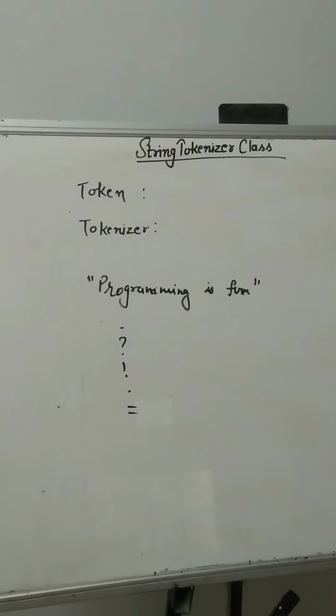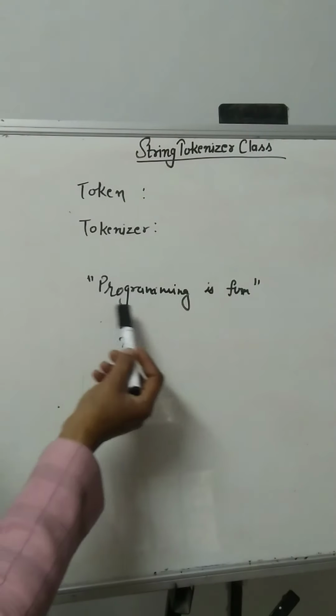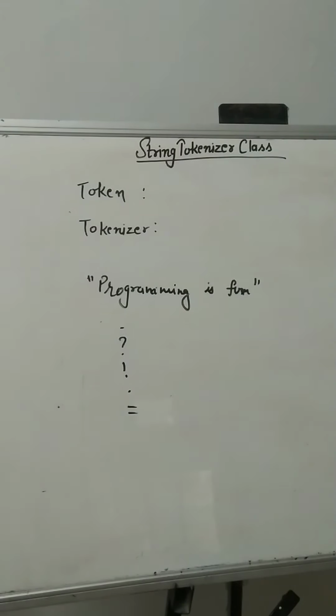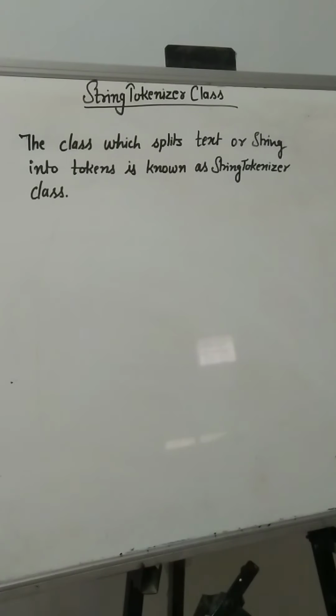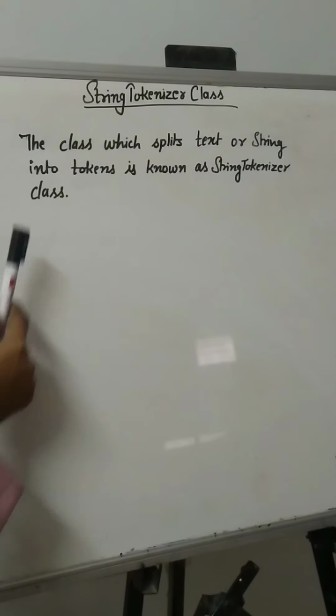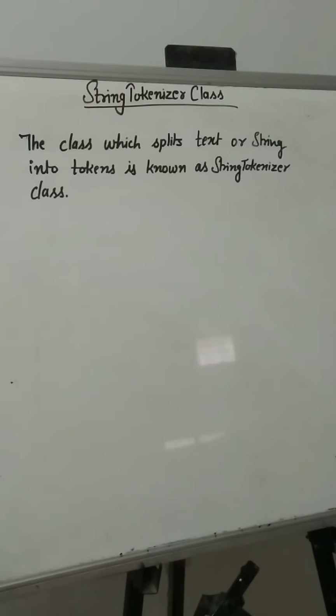Clear? What is a token? Next is the tokenizer. A tokenizer is the process which creates tokens. Clear? These two terms, token and tokenizer. Next is the StringTokenizer class. You can see here the definition: the class which splits text or a string into tokens is known as StringTokenizer.